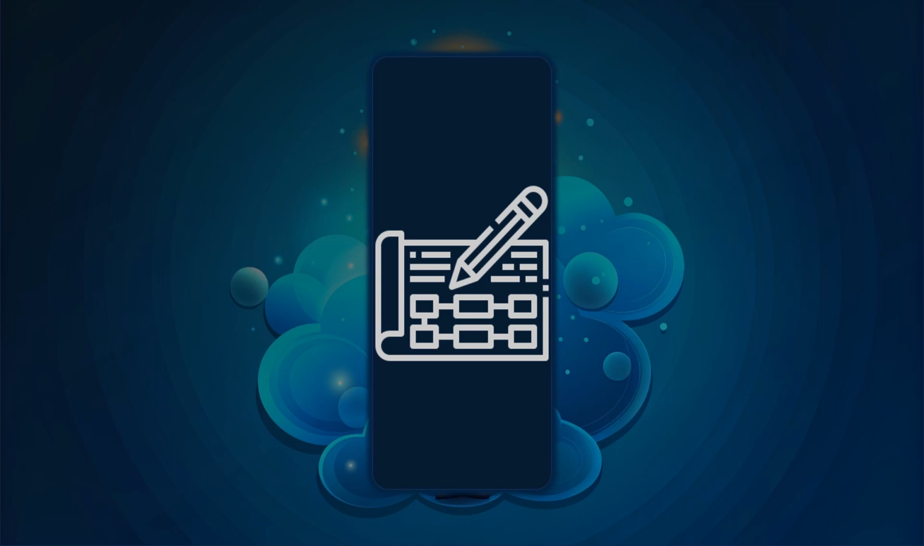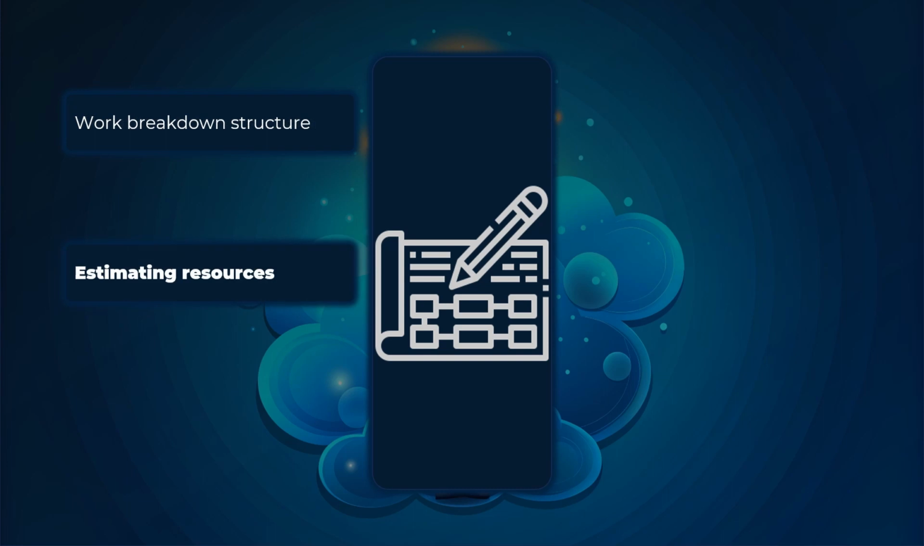The key activities in the planning phase include creating a work breakdown structure, breaking down the project into smaller, manageable tasks to facilitate planning and resource allocation. Estimating project resources, determining the types and quantities of resources required to complete the project activities. Developing a project schedule, sequencing the project activities and estimating their durations to create a timeline for the project.